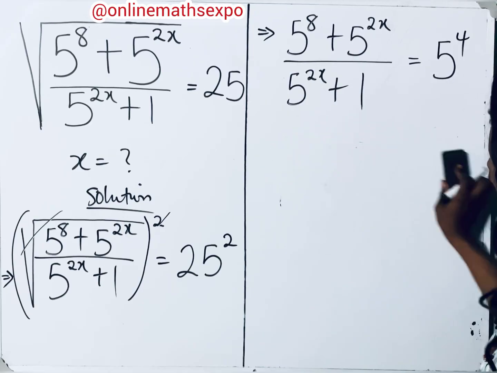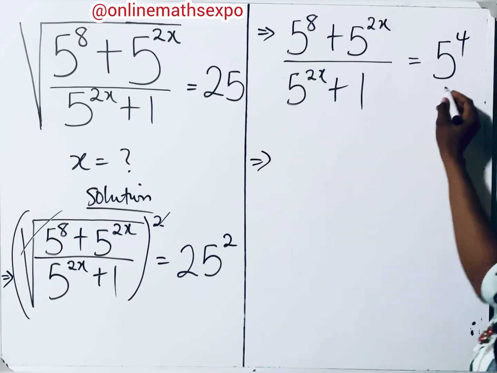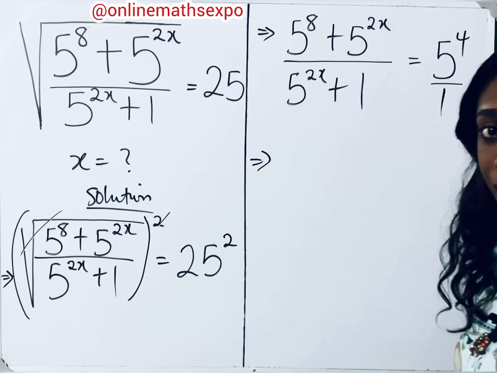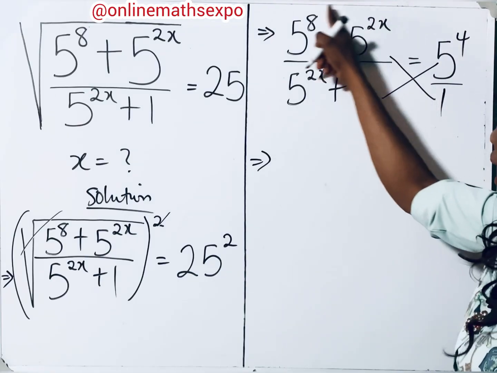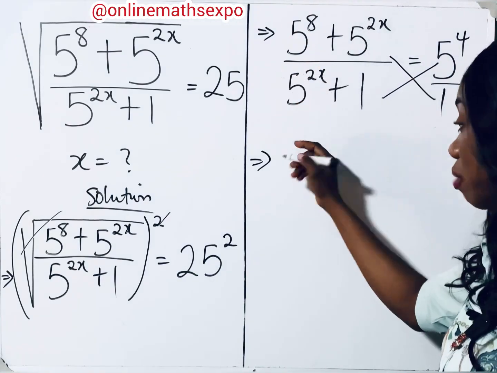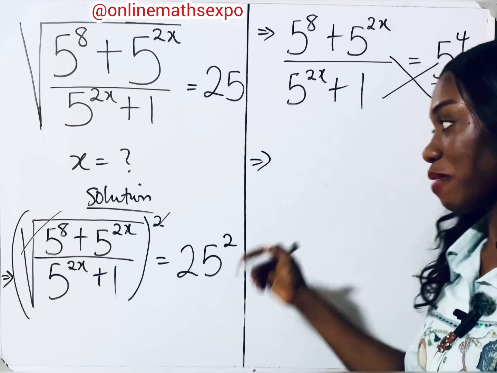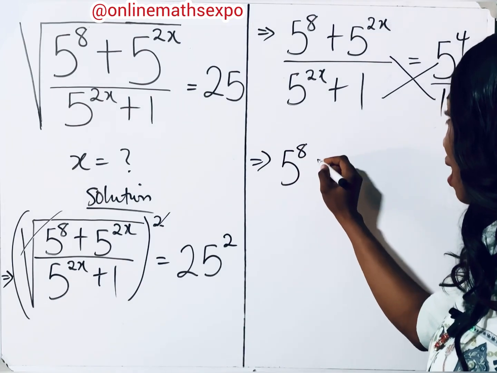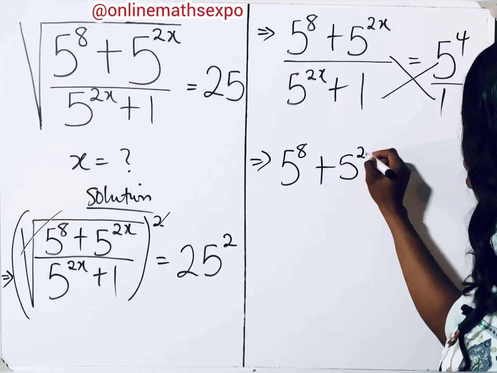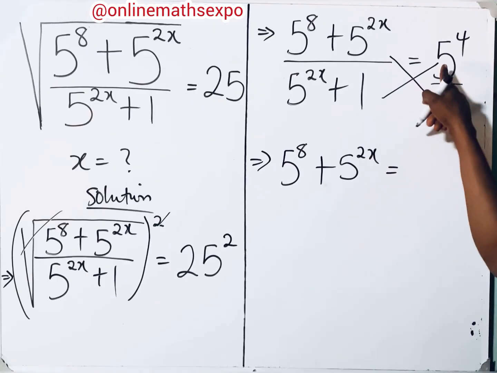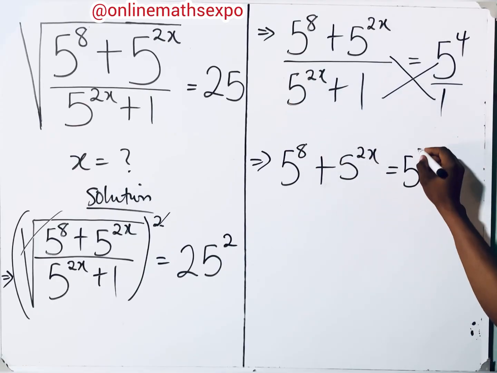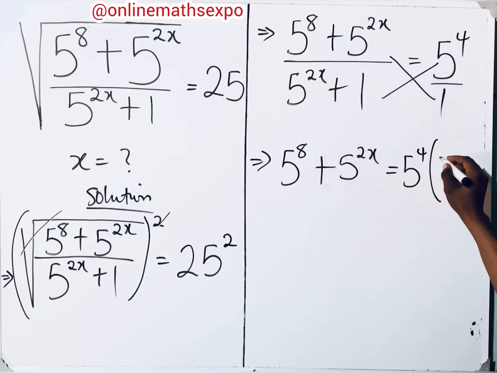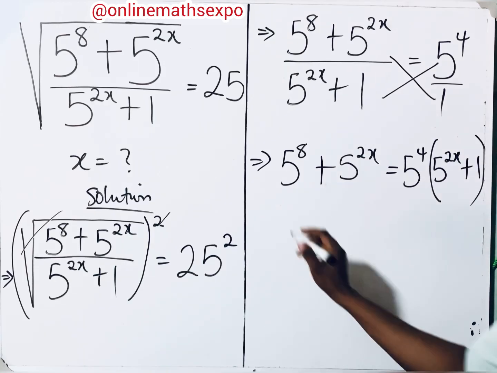This is leading us to, so we're going to now have, we can make this to be in fraction by dividing by 1, so we can easily cross multiply. So 1, we multiply everything at the numerator. 1 multiplies any number, gives you back that number. So we're having 5 raised to power 8 plus 5 to the power of 2x is equal to, then 5 raised to power 4, we multiply the denominator, and that is giving us 5 raised to power 4 into 5 to the power of 2x plus 1. Did you see that? So what do you do next?